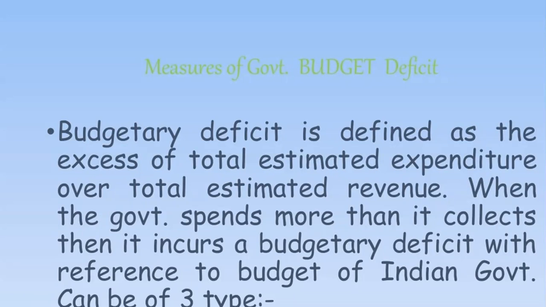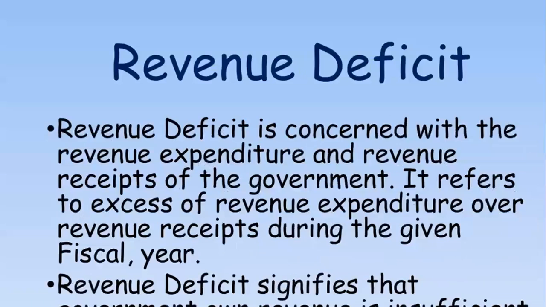First of all, the budgetary deficit is defined as an excess of the total estimated expenditure over total estimated revenue. When the government spends more than it collects, then it incurs a budgetary deficit, which, with reference to the budget of the Indian government, is divided into three types. These are, first of all, revenue deficit.